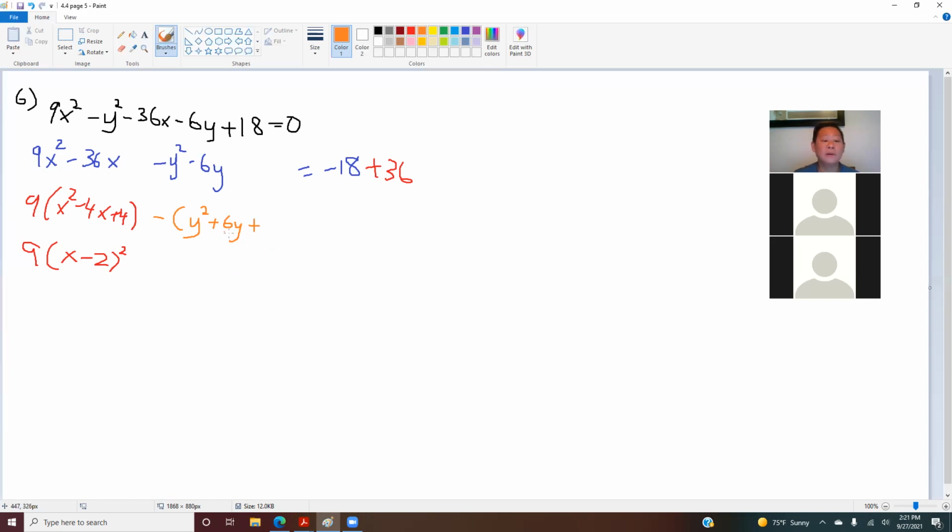What do we need to add here to make it a perfect square? Take this number, divide by 2 and square it, which is what? 9, right? But usually we add 9 here, okay? You don't add 9 in this case. This is wrong. You should be what? Negative 9. Yeah, subtract 9.